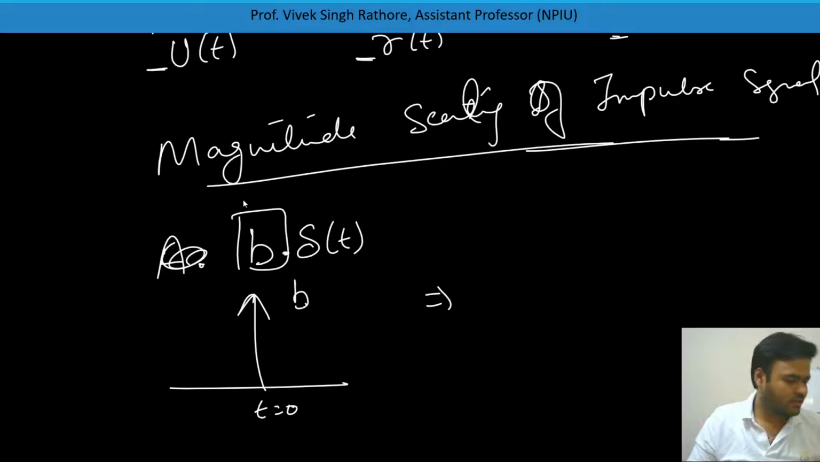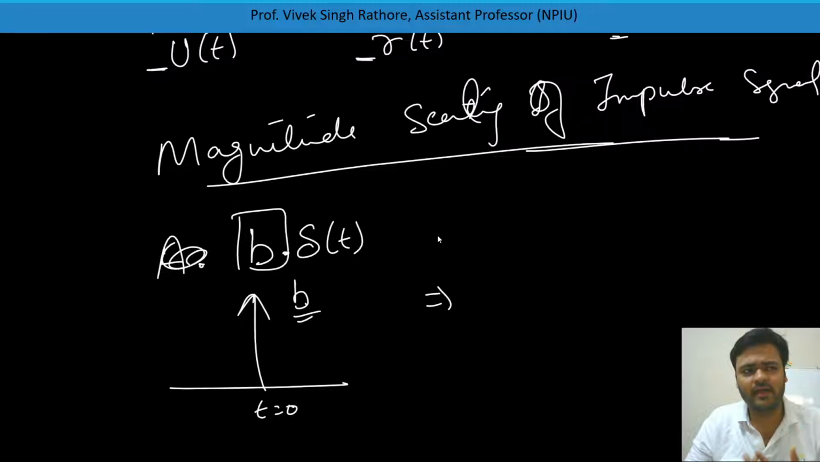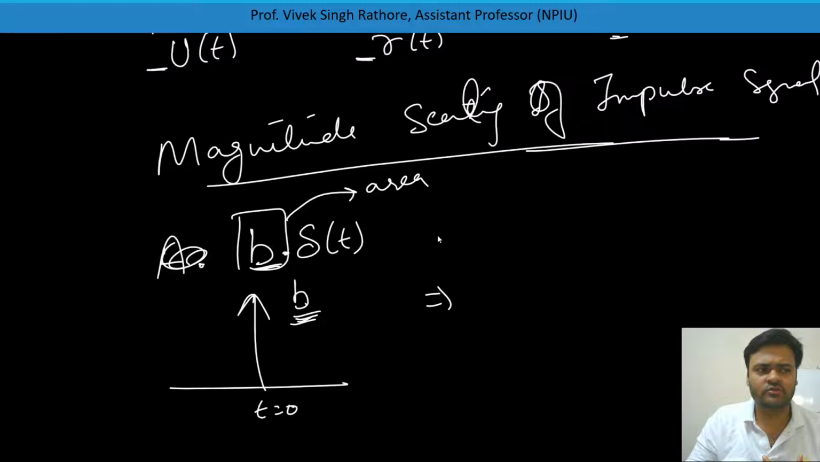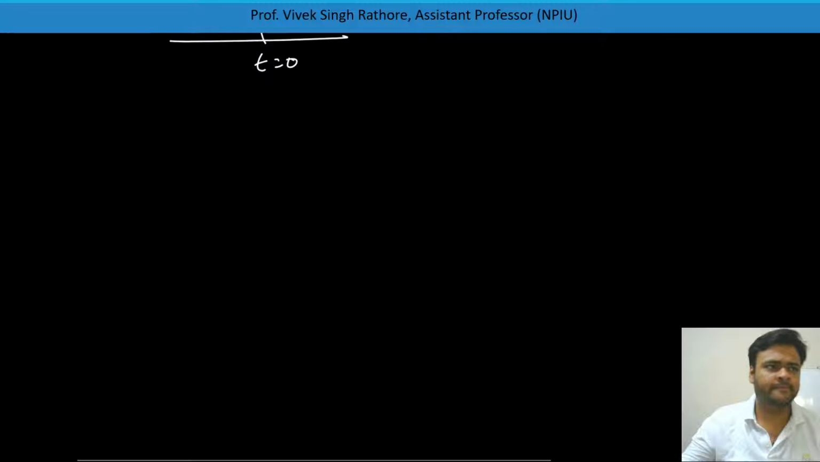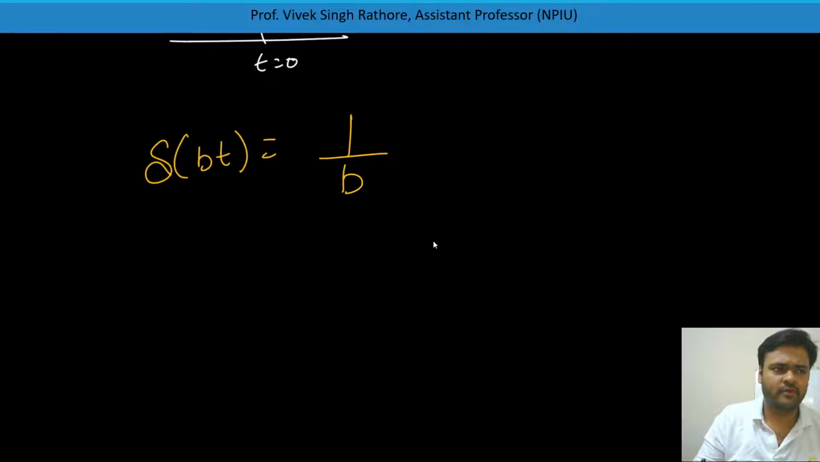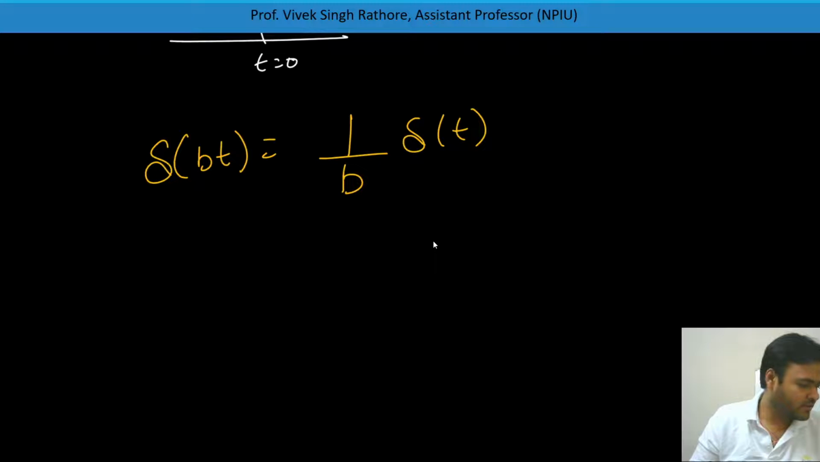So here you will get your area equal to b, because you know that whatever magnitude is in front of delta t gives us the area. So if you do magnitude scaling of an impulse signal, you multiply its area by that factor. If we have multiplied by b, the area is equal to b, and this shows area only. Now I think you can write delta of bt is equal to 1 by b of delta t, but as you know, there is no effect of time reversal on delta t.